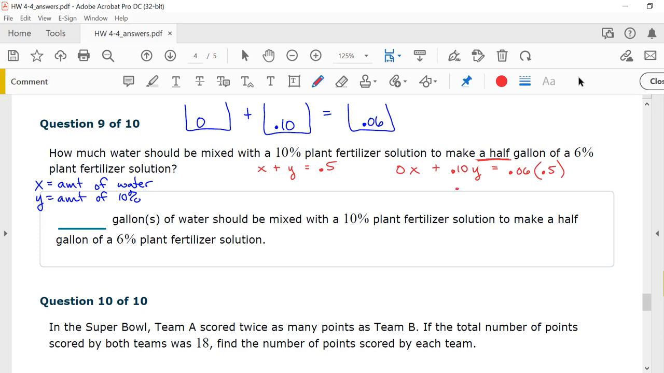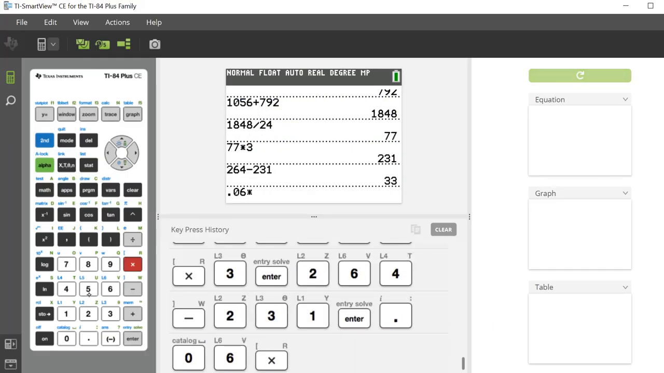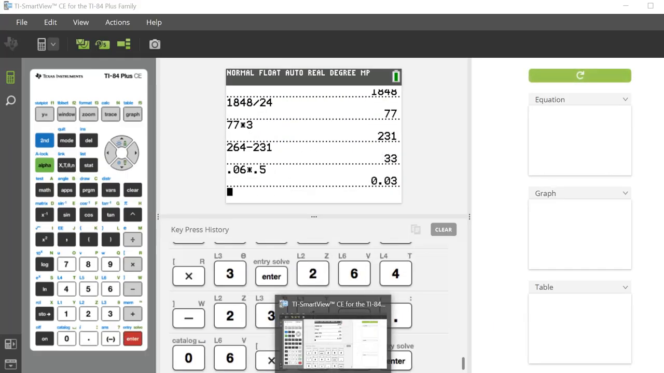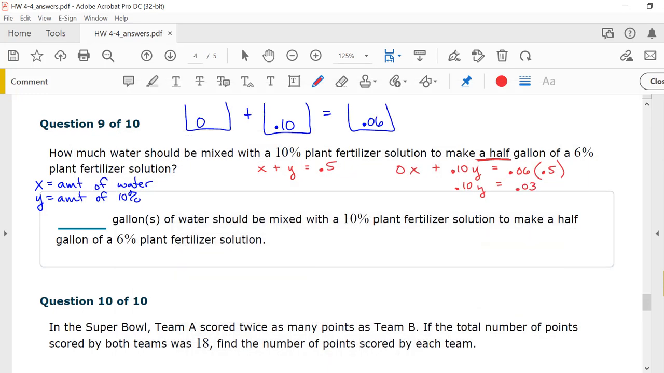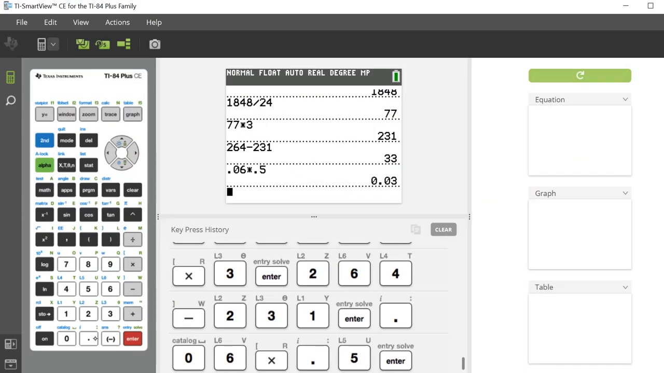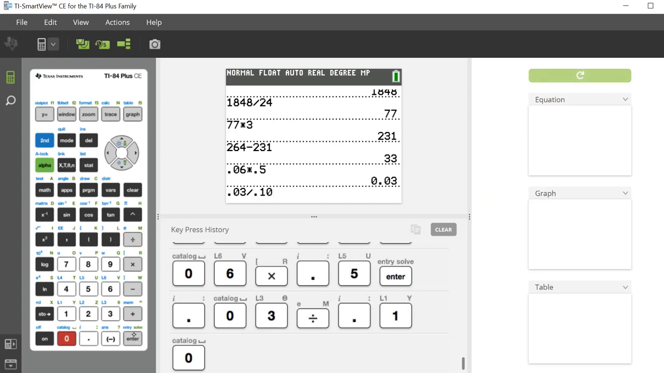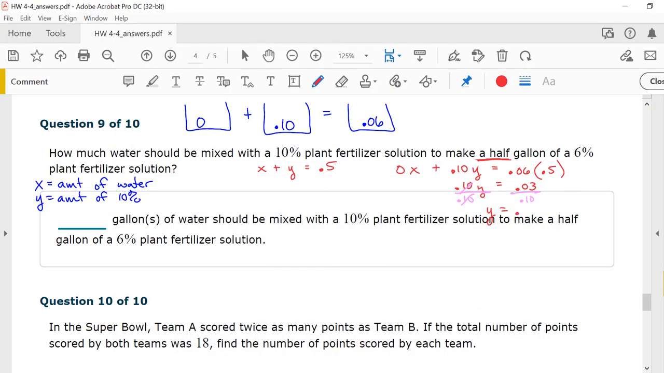So that gives me 0.10y equals, what is 0.06 times 0.5? 0.03. Dividing both sides by 0.10 leaves me with y equals 0.03 divided by 0.10, 0.3. Y equals 0.3. That's the amount of 10%. That's not what I wanted. I wanted to know how many gallons of water.